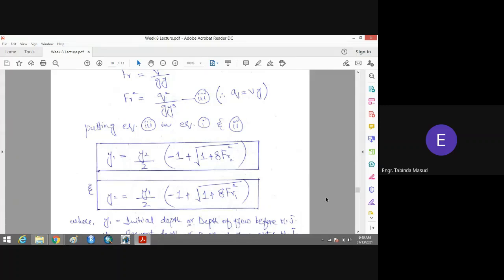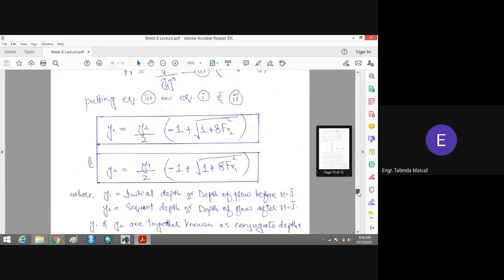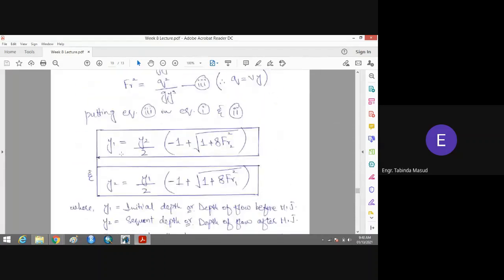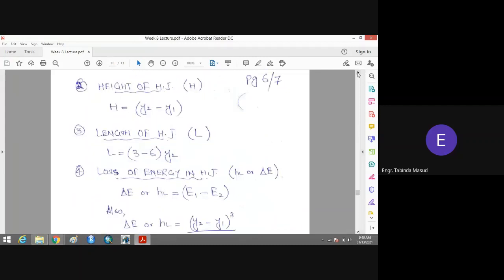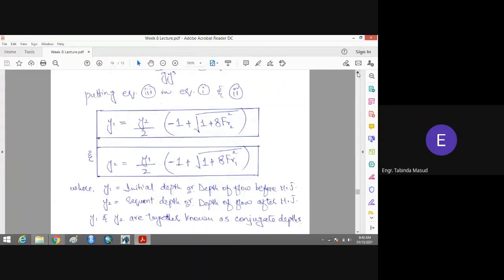So these are the equations for y1 and y2. What is y1? It is known as the initial depth or depth of flow before hydraulic jump, and y2 is known as the sequent depth or depth of flow after hydraulic jump. Together, y1 and y2 are known as the conjugate depths, otherwise they have their different titles.